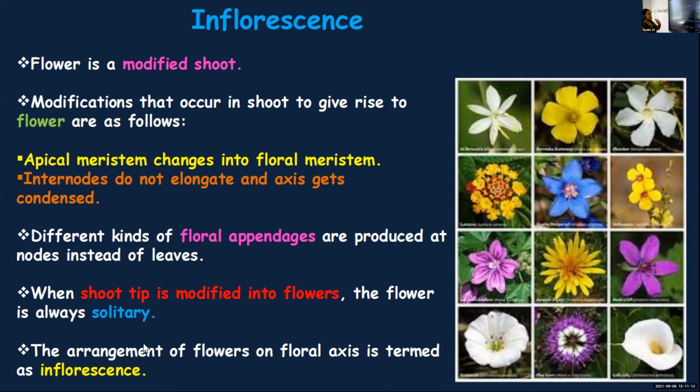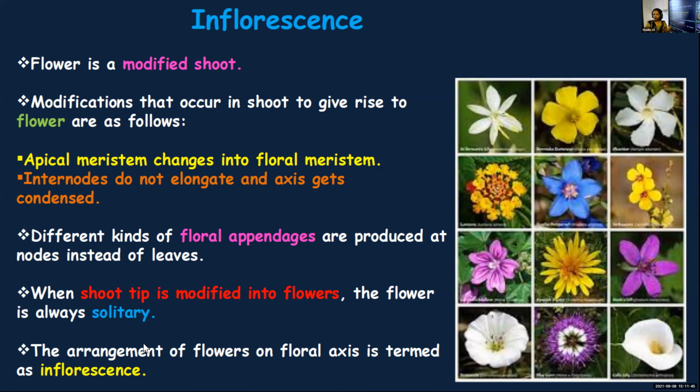So once again, we were learning about inflorescence. How is a flower formed, or what is a flower? A flower is actually a modified shoot. The stem is undergoing modifications and getting transformed into a flower. There are so many changes that the shoot undergoes before getting transformed into a flower. The apical meristem will change into floral meristem. You know, apical meristem is present at the tip of the root and the shoot. So the apical meristem present at the tip of the shoot will change into floral meristem.